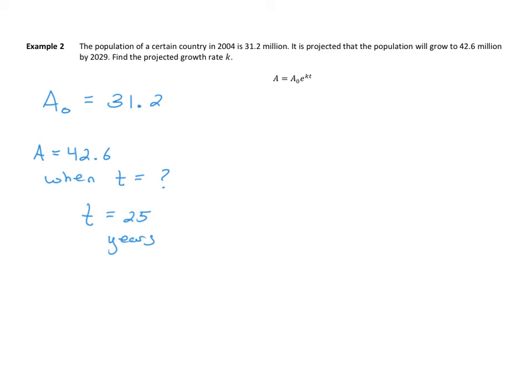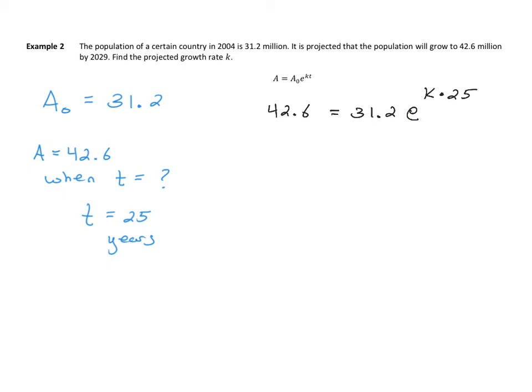I'm going to enter in all this information here. So in place of A, I'm going to put 42.6. In place of A naught, or A sub 0, that's 31.2. And then we have e to the, well, k is the thing that we're solving for, and t is equal to 25. All right, let's solve this thing for k.